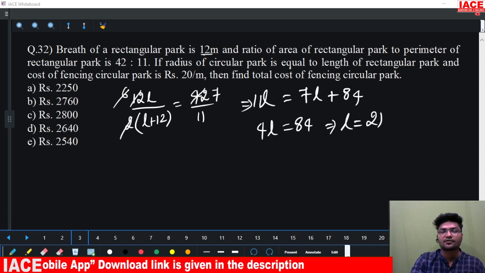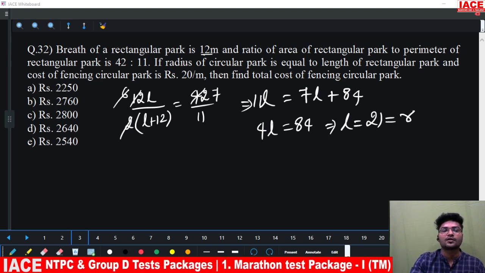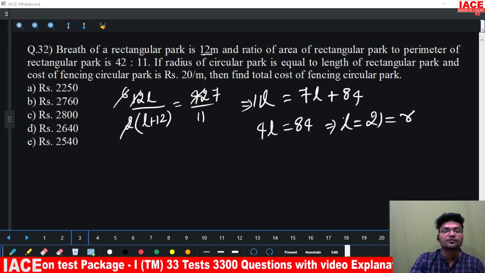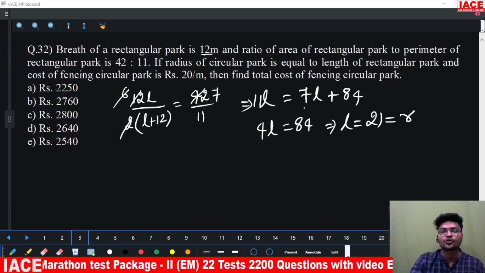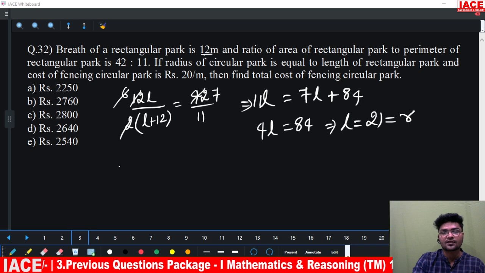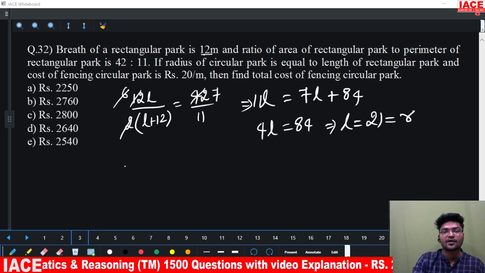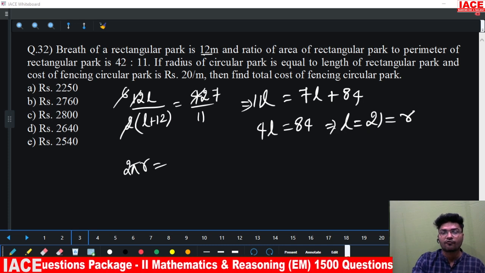Now the radius of the circular park is equal to the length of the rectangular park. That means this is also equal to the radius. What is this question asking? The cost of fencing the circular park is 20 rupees per meter. Find the total cost of fencing the circular park. So first I have to find the perimeter of the circular park. Perimeter of a circular park is 2 pi r. R is 7 means 2 pi r is 44.